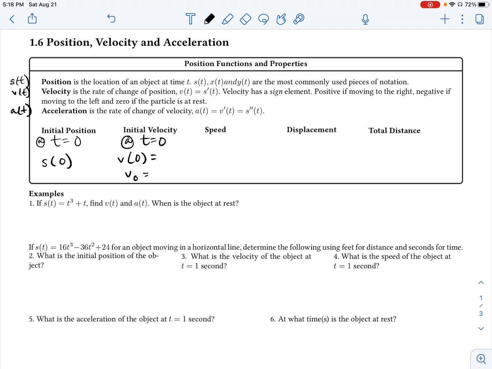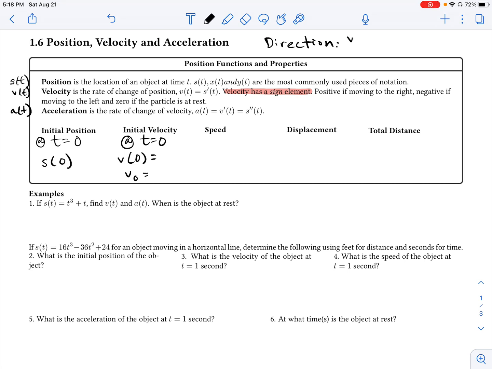Now, in everyday language, the terms velocity and speed are often used interchangeably, but they're actually different. Speed is simply velocity irrespective of sign. Well, what do I mean by that? Well, when we're tracking the movement of an object on a coordinate plane or on a number line, we see that velocity has a sign element. So let me highlight that. Velocity has a sign element. So in other words, velocity is the speed with direction.